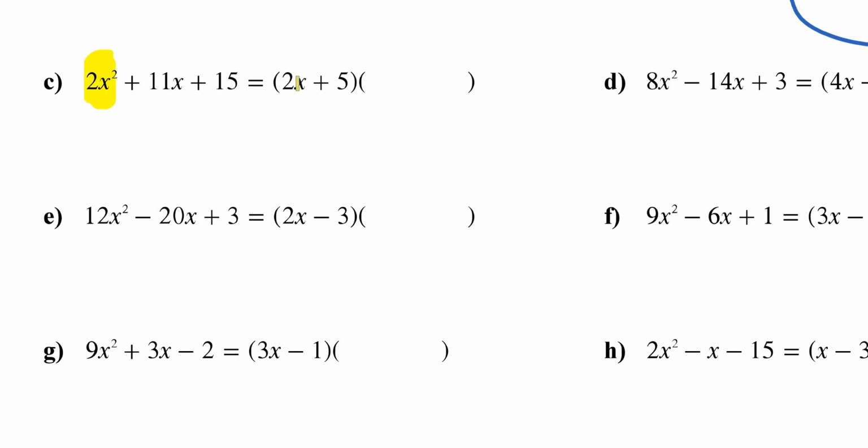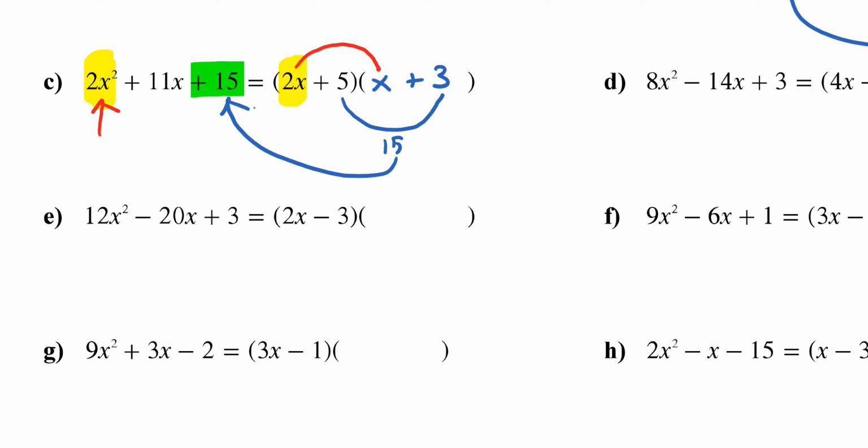Here's my first term. Okay, here's a 2x. So 2x times what will give me 2x squared? Well, that has to be a single x, right? And then I have a 15, right? So 5 times what will give me a 15? So I need a plus 3 there, right? So 5 times 3 gives me 15, which is that last term there. So that's going to be x plus 3.